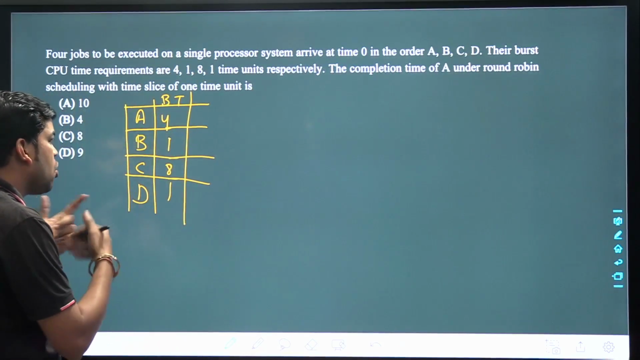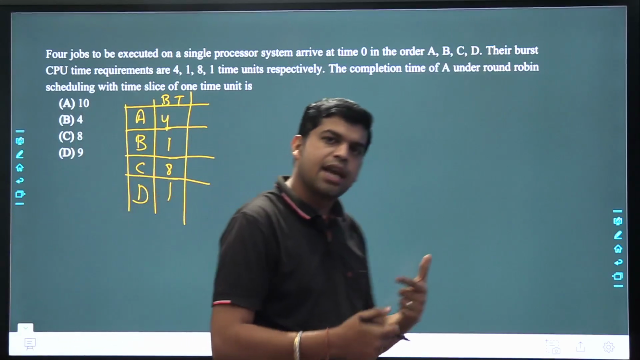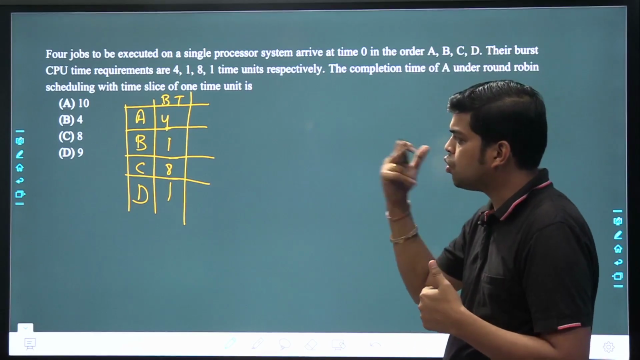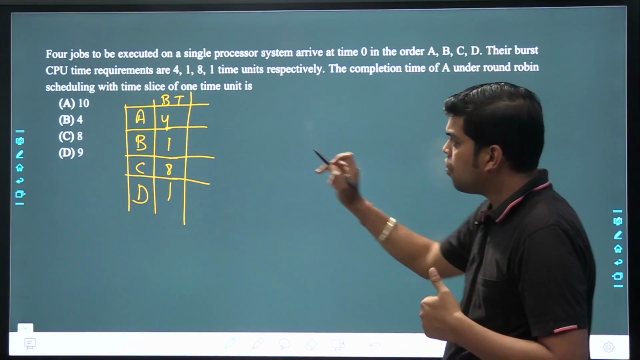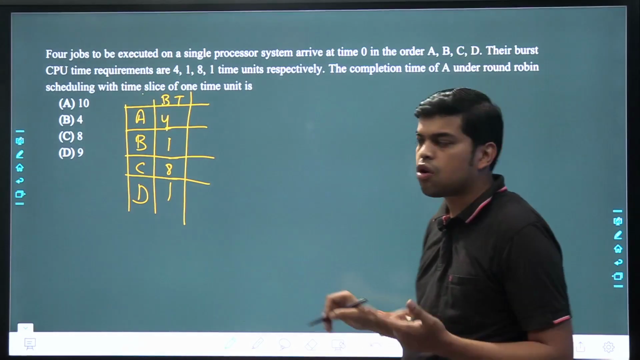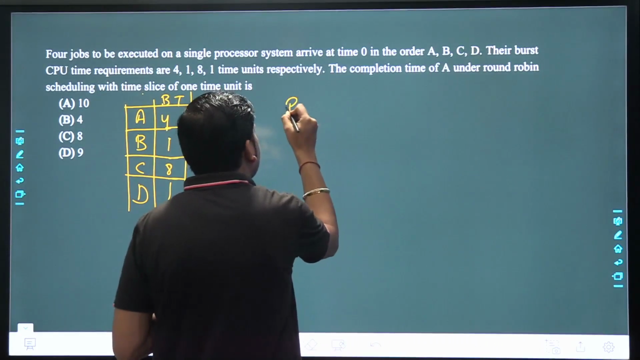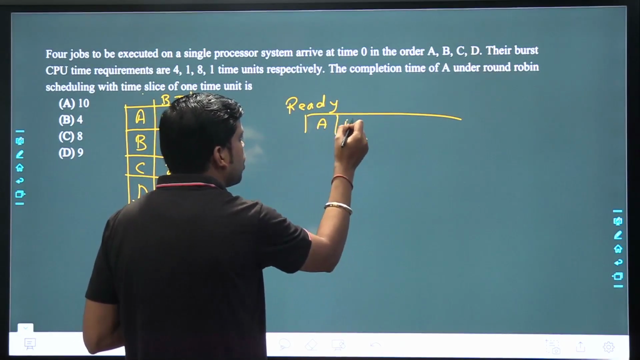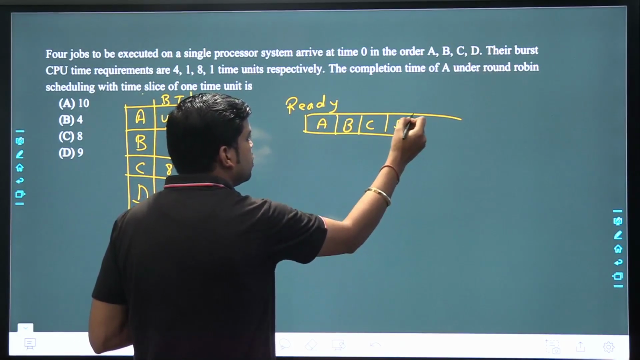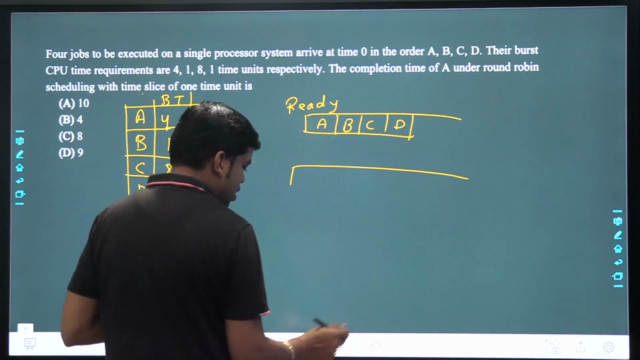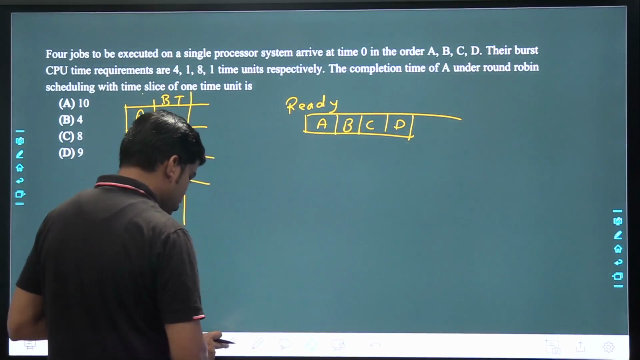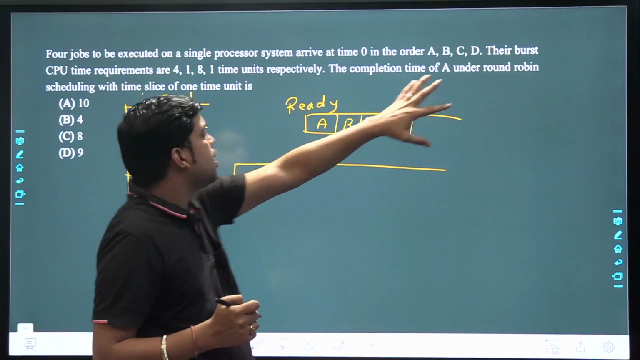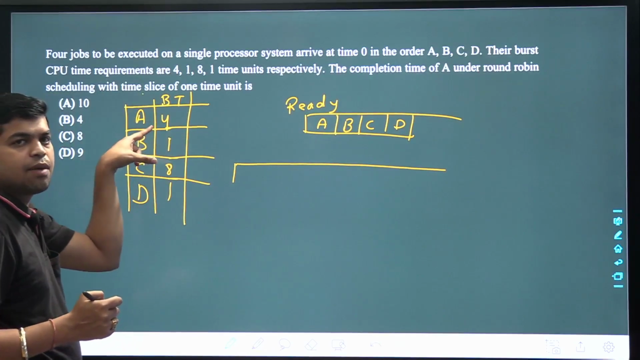Now in the order ABCD means we need to execute first A and then B and then C and then D. Means first we allocate CPU to A, then B and then C and D for 1 unit of time slice, because it is round robin. So here we need to maintain a ready queue and a running state. Initially the ready queue contains these 4 processes in the order ABCD. Now we need to execute the processes for 1 unit each. We need to calculate the completion time of A under round robin.